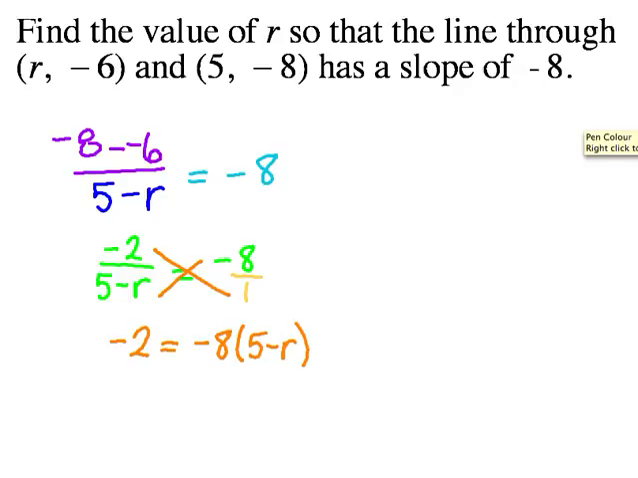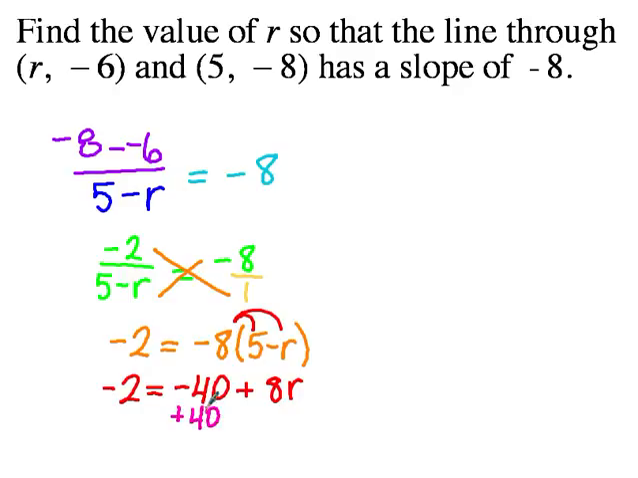So what do you need to do with the negative 8? Yep. Good job. Distribute. So what's negative 8 times 5? Negative 40. Negative 8 times negative r. 8r. Good. What do you do now? Add 40. Add 40 to negative 2. So I end up getting 38 to equal 8r.